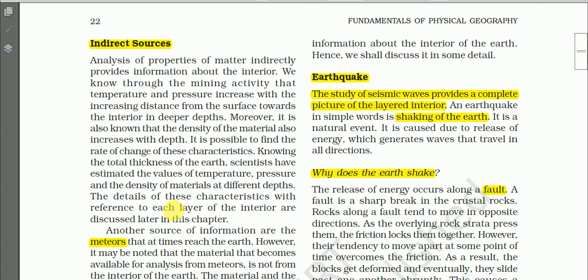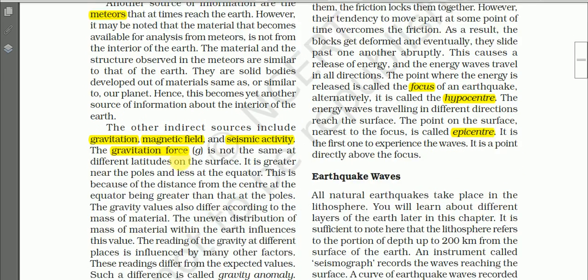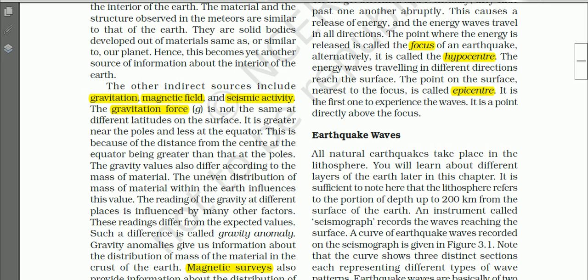So before we discuss the earthquake, do you have any question regarding these indirect sources of information, like meteors, gravity, then magnetic field?